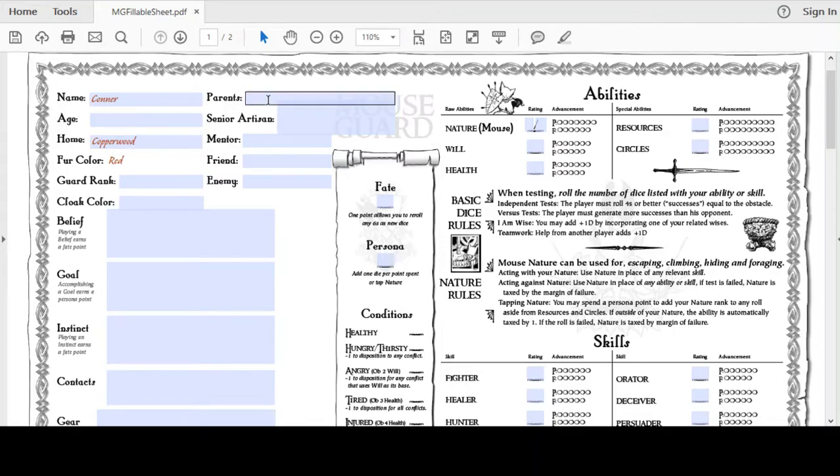So now we're going to jump over here to parents. So Connor from Copperwood with red fur. Who are his parents? And you've got to think about this. They're in a mining town. So number one, you've got to name his parents. You can come up with anything that you want it to be.